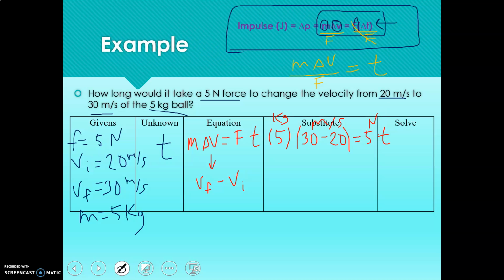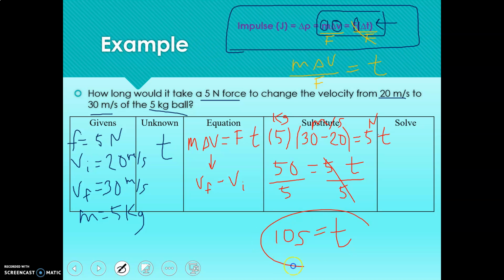So I have 5 times 10, so we have 50 equals 5t. We need to get t on a side by itself, so we need to divide by 5. That cancels that out. You have to do it on both sides. So we have t equals 10. And we know that we were looking for time, and all of our units concerning time are in seconds, so 10 seconds is our answer.